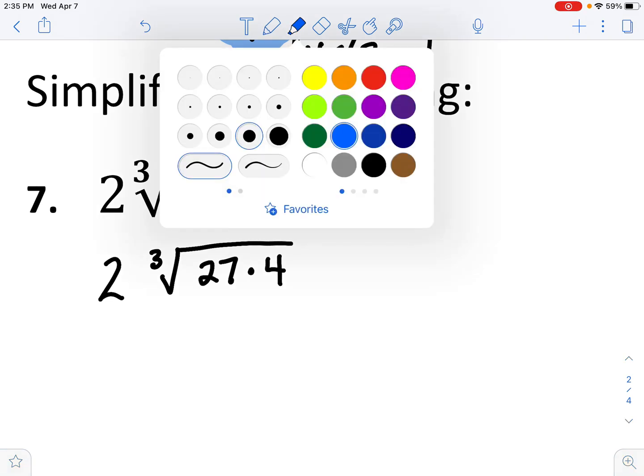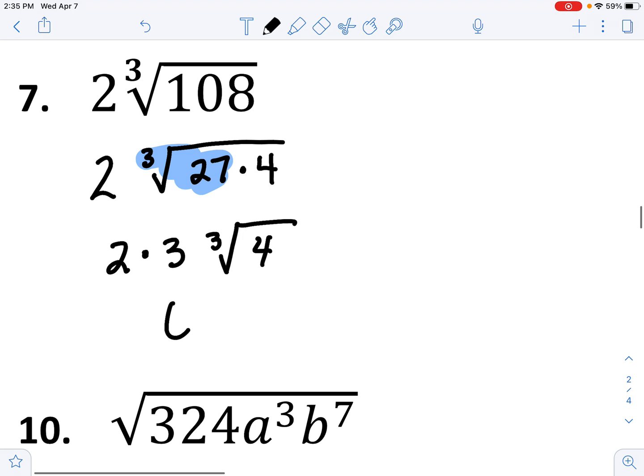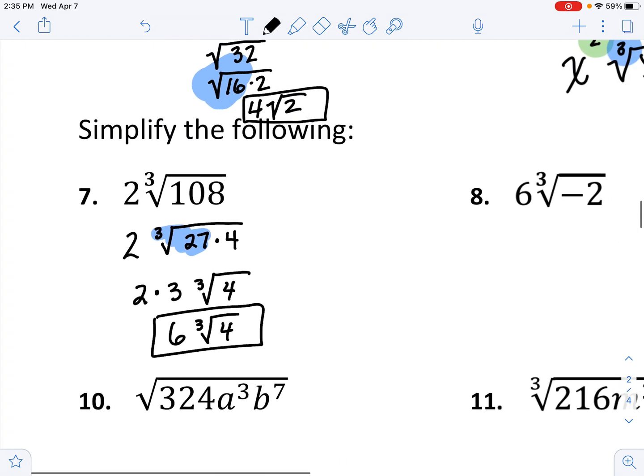And then the cubed root of 27 is 3. So that would get out of the radical. So it would be 2 times 3 times cubed root of 4. So that would be 6 cubed root of 4. That is the simplified answer for 2 times the cubed root of 108.